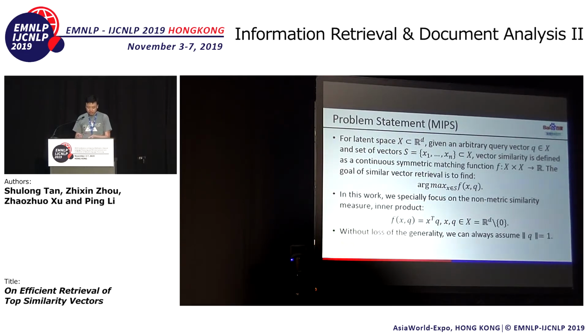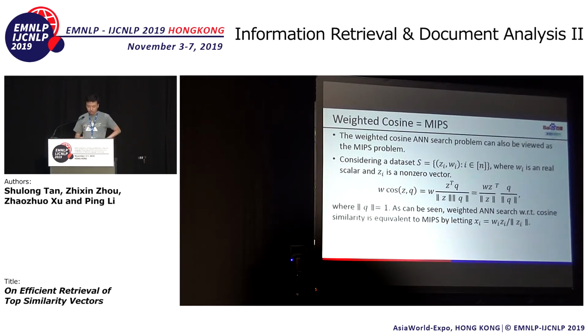In particular, we consider the inner product case. That is, f(x, q) equals the inner product of x and q. We will set aside the trivial case, that is, we don't consider x being the trivial vector or q being the trivial vector. As you can see from this formula, we can, without loss of generality, assume q is a unit vector, because only the direction of the query matters.